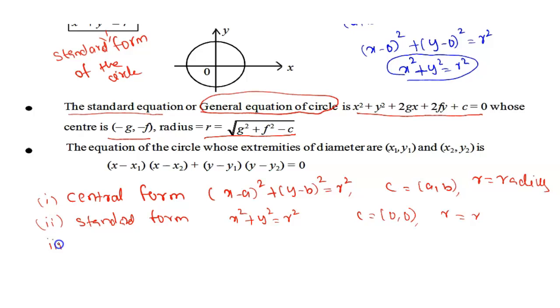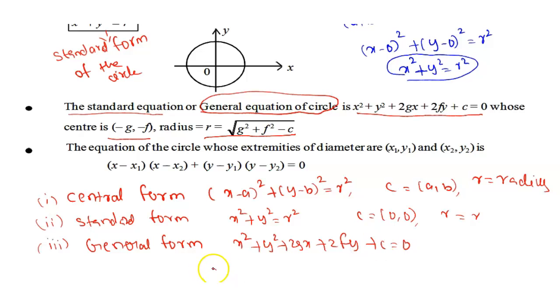And coming to the third one, which is the general form. The general form is in the form of x square plus y square plus 2gx plus 2fy plus c is equal to 0. In this condition, the center we can take as (minus g, minus f), and r is the radius, r is equal to root over g square plus f square minus c. Right.